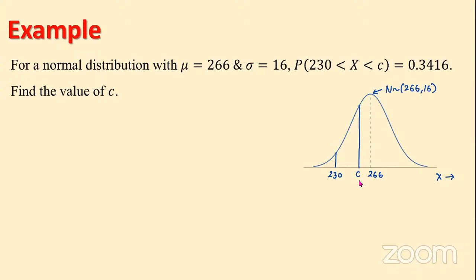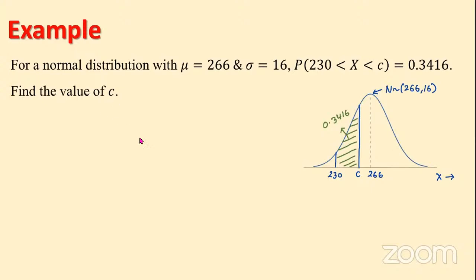And then this area, because probability is equal to area, this area between 230 and c is given as 0.3416. That is the area given to us. Now we are asked to find the value of c. For a normal distribution, we can easily use the TI-84 calculator and find the value of c.